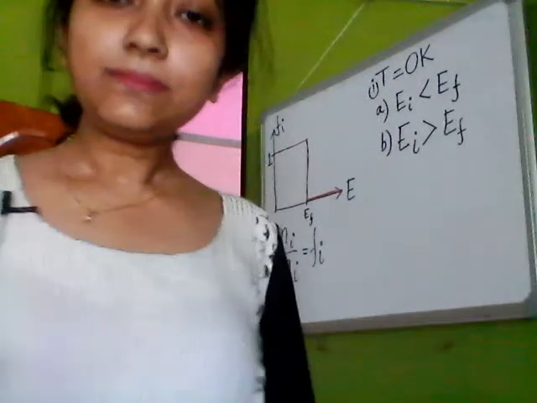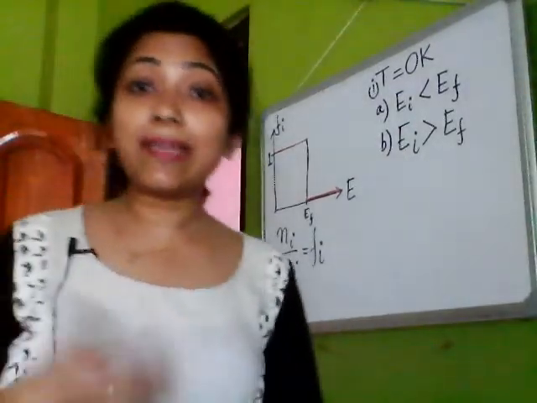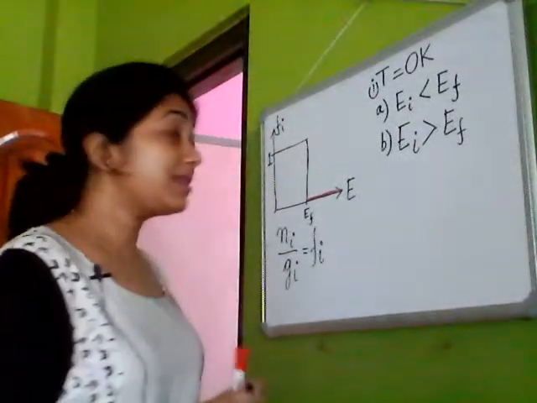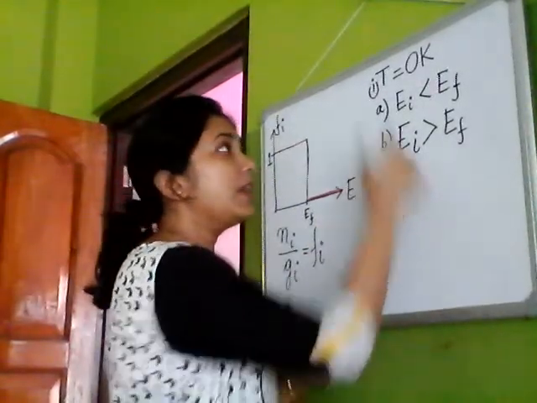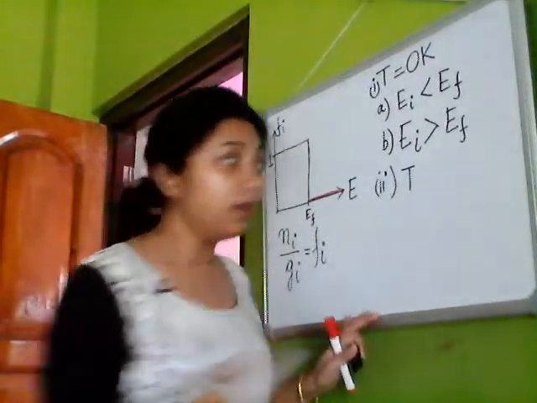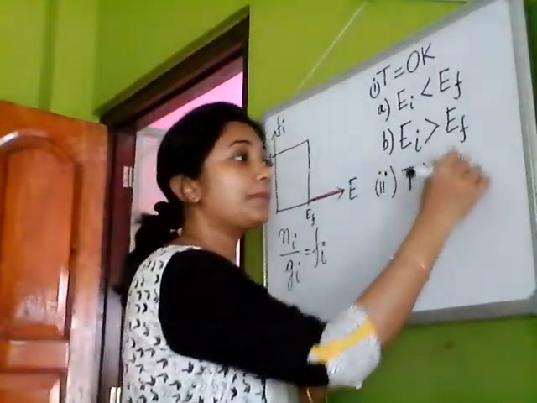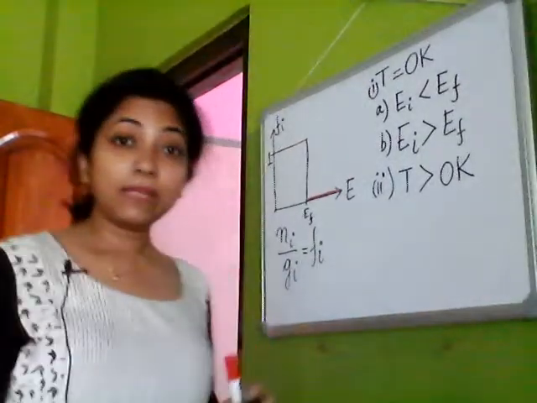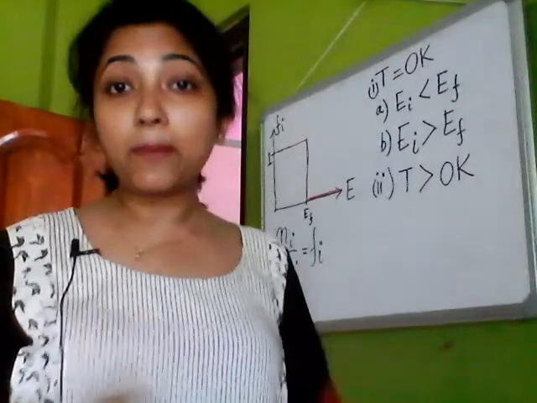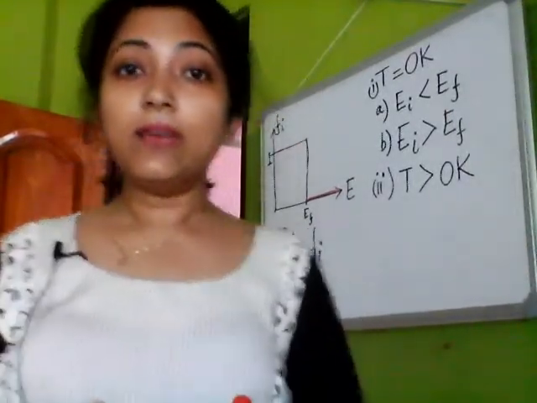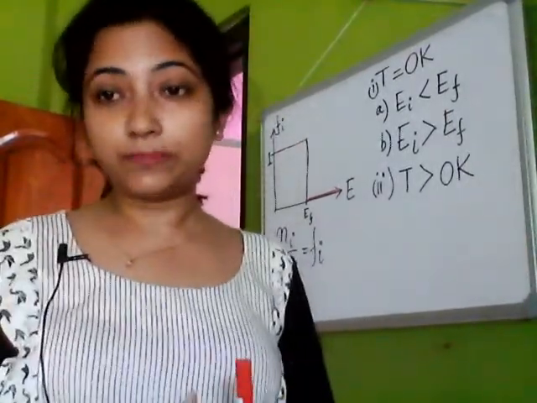Fine. Now our second case has to be talked about. What is the second case? The second case is the case when this temperature is no longer at absolute 0. It is greater than 0 Kelvin. What will happen when I really take the system from an absolute 0 to any temperature above 0 Kelvin? This is what again needs to be talked about.